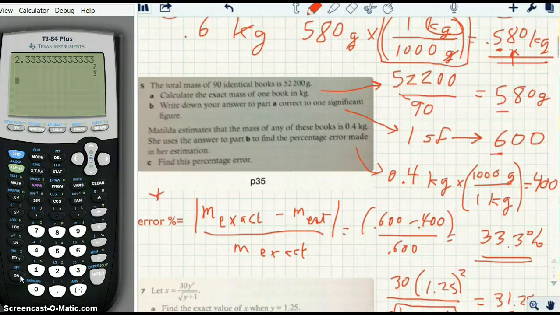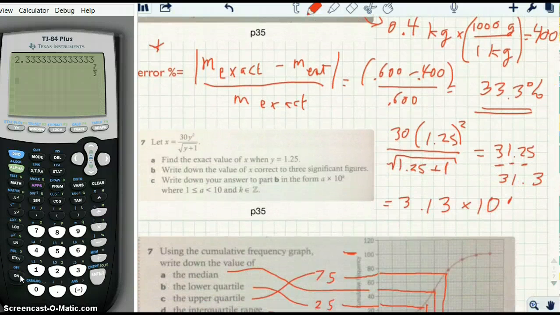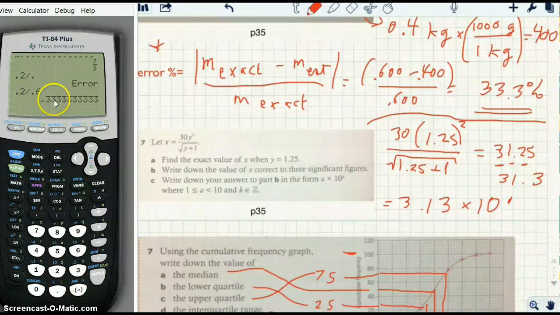Okay, so moving on to the page 35 problem right here. Let me just go ahead and do the division now that the calculator finally woke up. 0.2 divided by 0.6, oops, the calculator is really slow today, is 0.3 repeating. Okay, so that is equal to 33.3%.